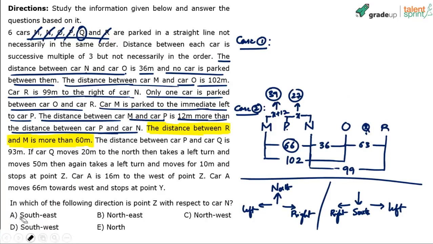Okay. Now go back to the point. What did it say? Distance between P and Q is 93. So P here and Q here. This distance is 93. So that will help us find out the other distances, right?